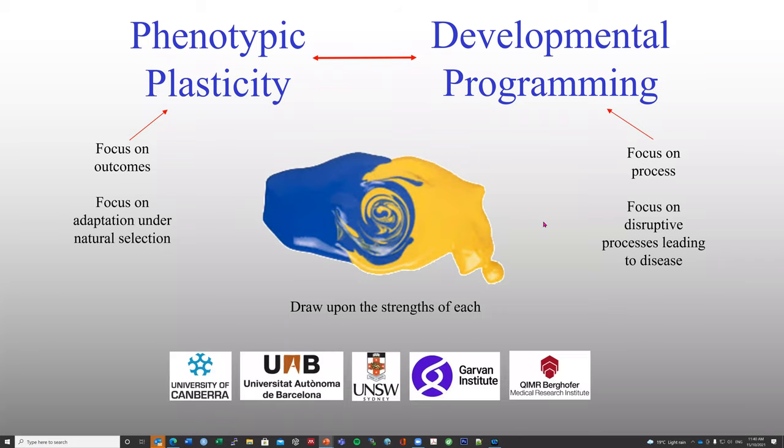And so our ARC application that is currently under consideration draws upon the strengths of our genetics and genomics work done here at the University of Canberra. It draws upon the genomic conformational work that's being done at the University of Barcelona and the University of New South Wales. And it draws upon two health institutes, the Garvan Institute and the QIMR Berghofer Medical Research Institute. So we're bringing together the medical researchers with the evolutionary biologists, with the ecologists to bring out the strengths of each of these areas.